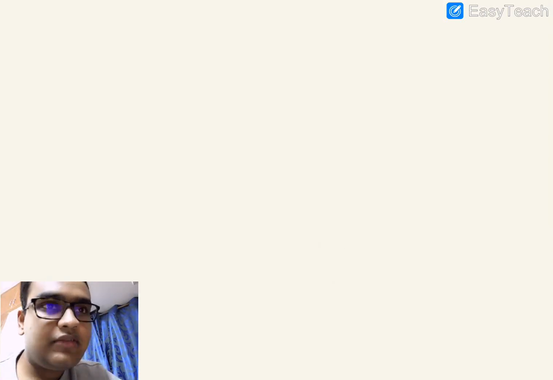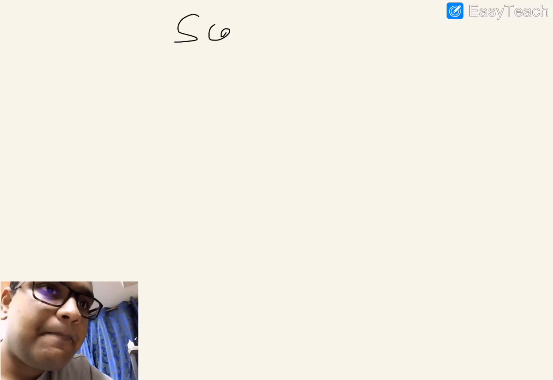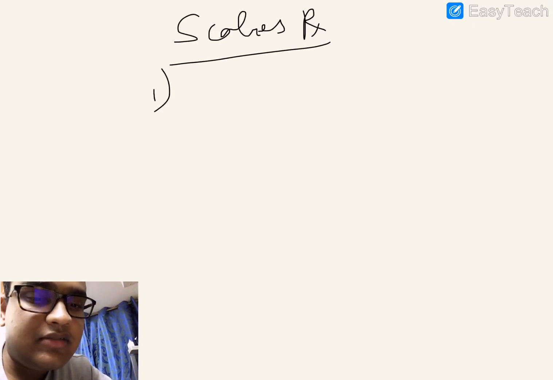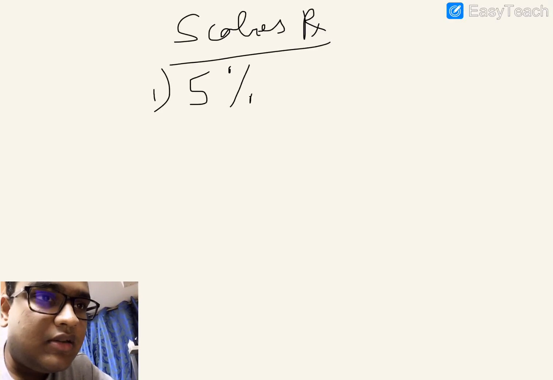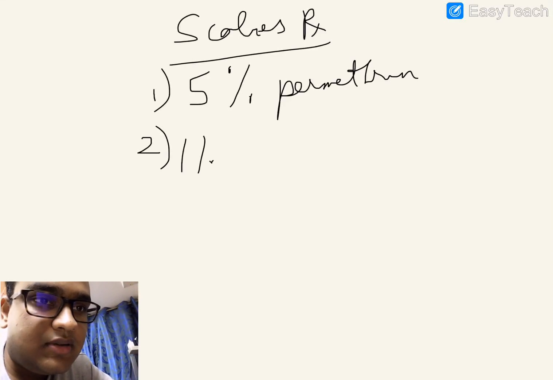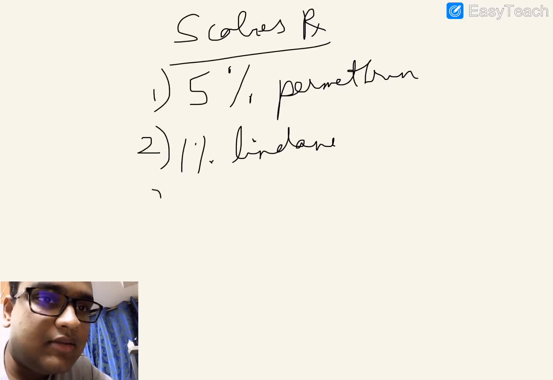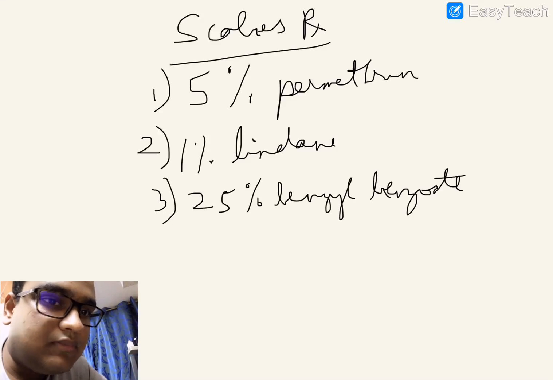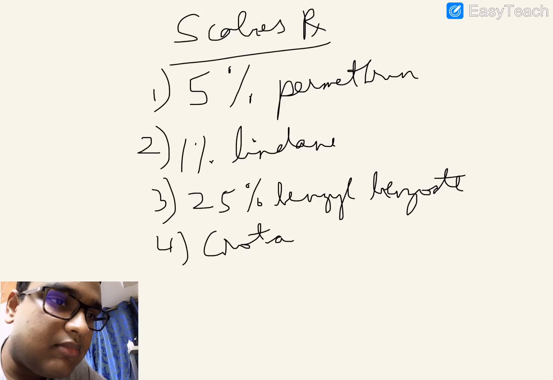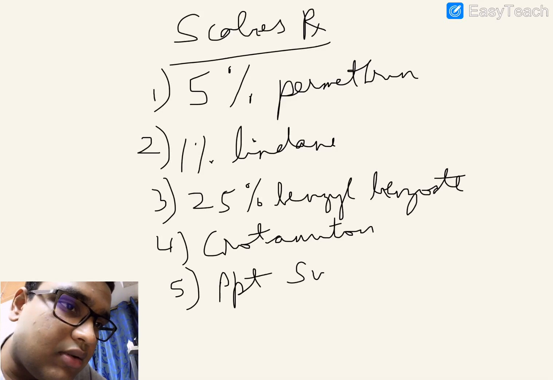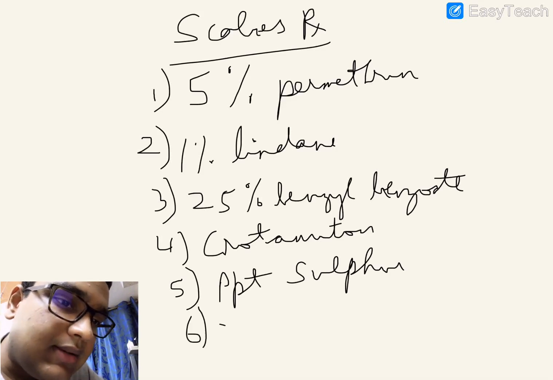So now coming to scabies, you have to know the treatment for scabies. For treatment of scabies, there are multiple options. We have to remember, first one being 5% permethrin, the second one being 1% lindane. All these are creams or topical application. Third is 25% benzyl benzoate. Fourth is crotamiton cream. And fifth is precipitated sulfur ointment. And the sixth is tablet ivermectin.